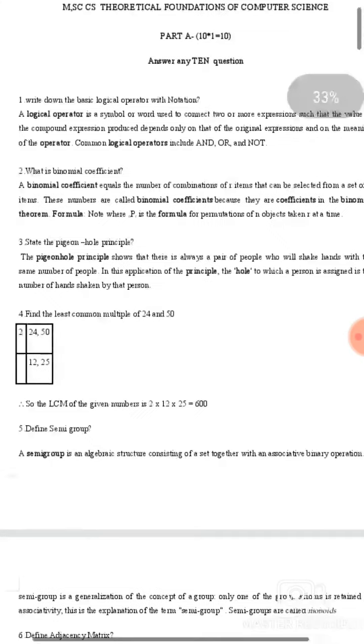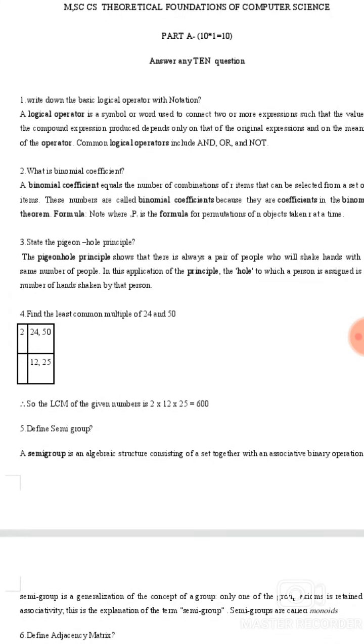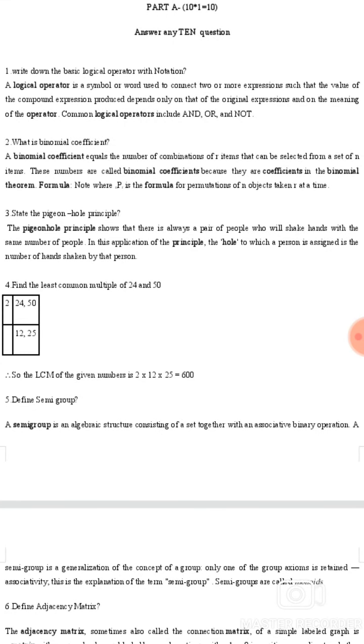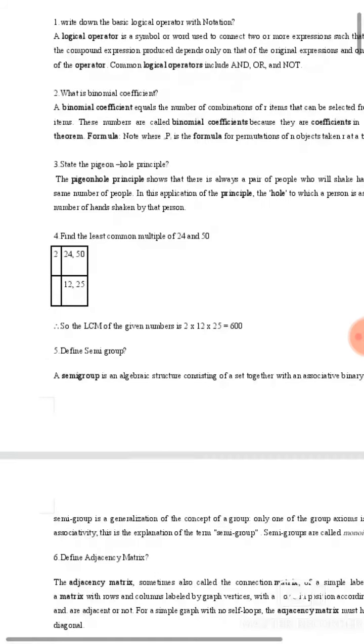Theoretical Foundation of Computer Science University Question Paper Part A. Write down the basic logical operator with notation. A logical operator is a symbol or word used to connect two or more expressions such that the value of the compound expression produced depends only on the original expressions and on the meaning of the operator.